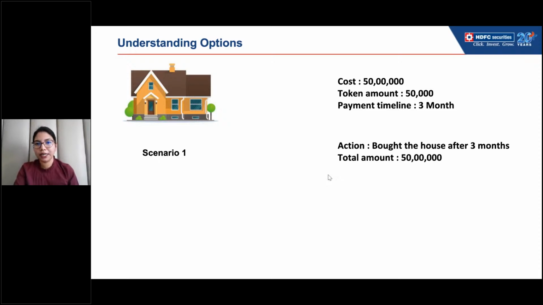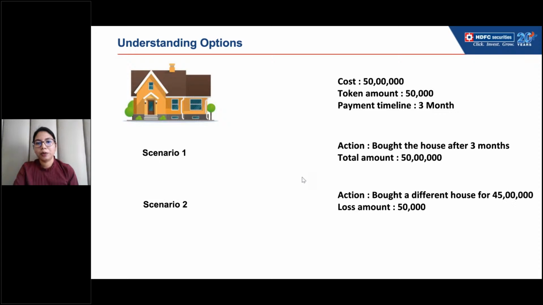In the second scenario, what can happen? Let's say that your loan was not passed. All right, now you cannot buy that house. You do not have 50 lakhs in your hand, correct? So that is one case. Another case, let's say you explored some more properties and you liked some other house. Okay, and that is for a lesser amount. Let's say वो 45 lakh का property है.